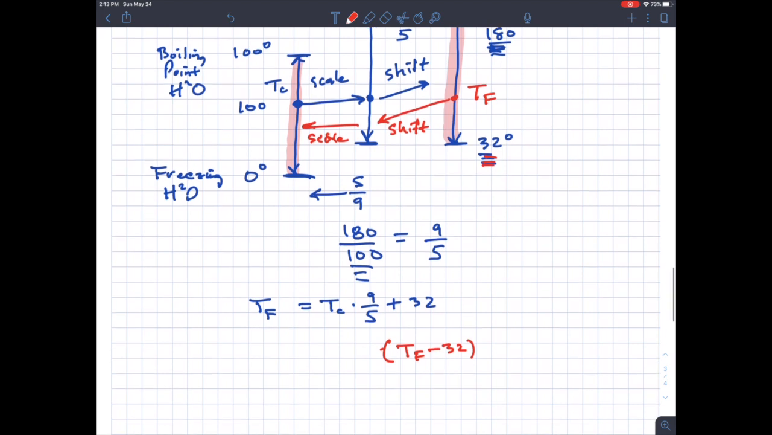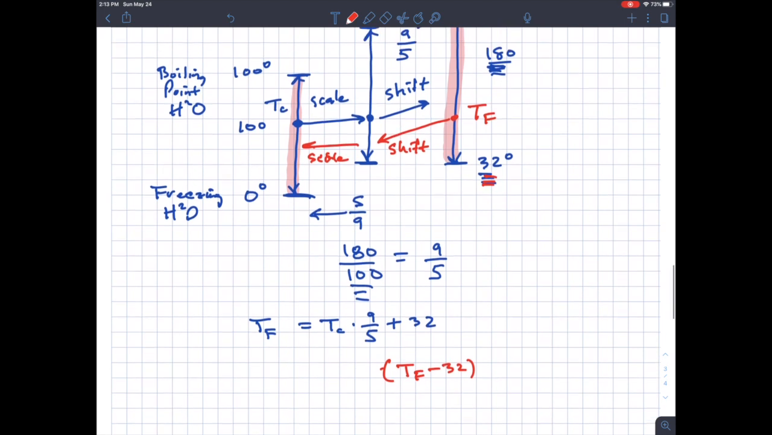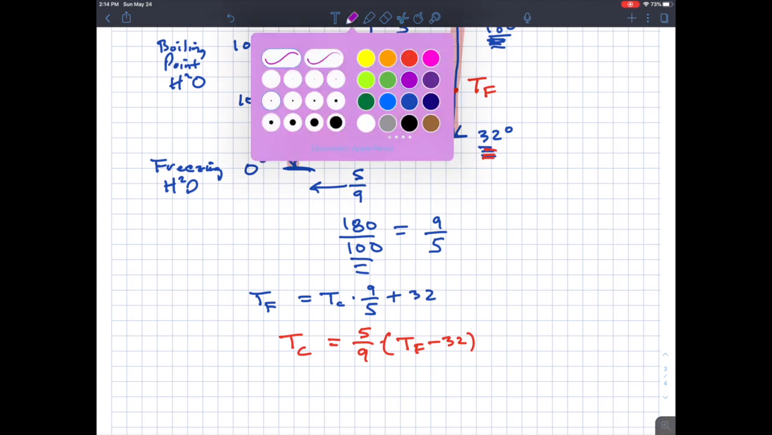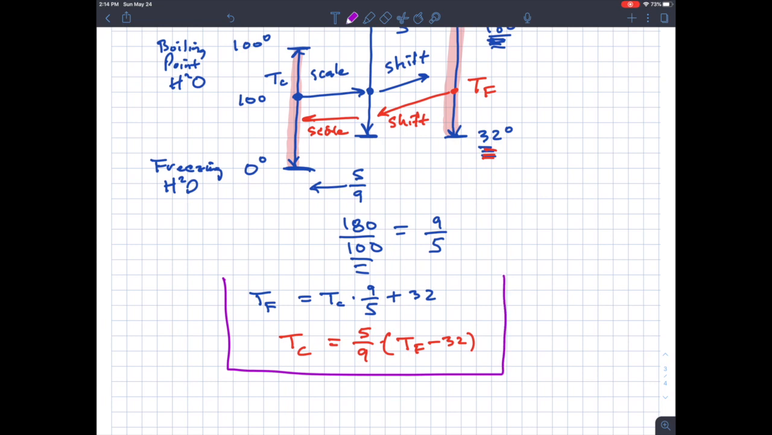Okay, the scaling, and remember I'm compressing this scale so that in some sense the numbers get smaller. So to compress it, I would multiply by 5 and divide by 9 to get TC. Okay, so those are the formulas. You can then apply that to get any conversion that you would like.